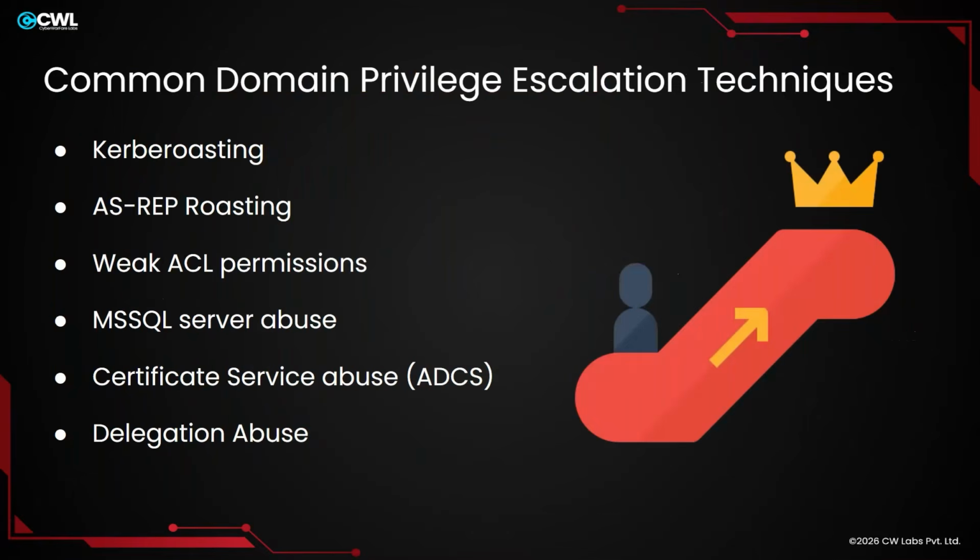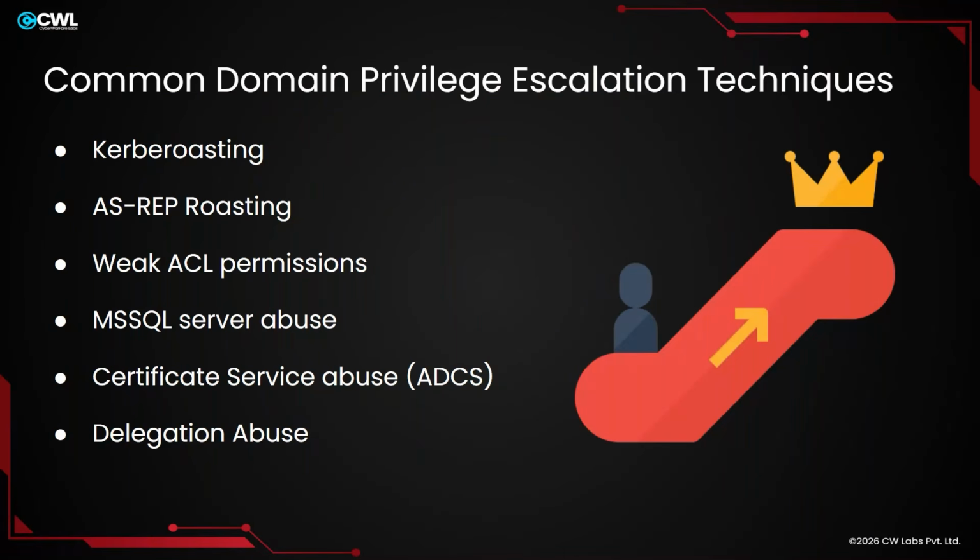Common domain privilege escalation. In domain privilege escalation, in Active Directory, the main thing is Kerberos. It's an authentication protocol used in Active Directory. With that, we can try vulnerabilities in the Kerberos protocol. By using Kerberos, we can dump the credentials and crack them with offline tools like John the Ripper.